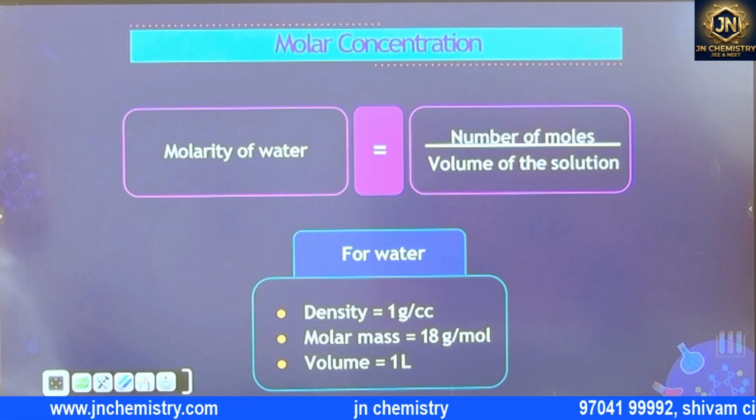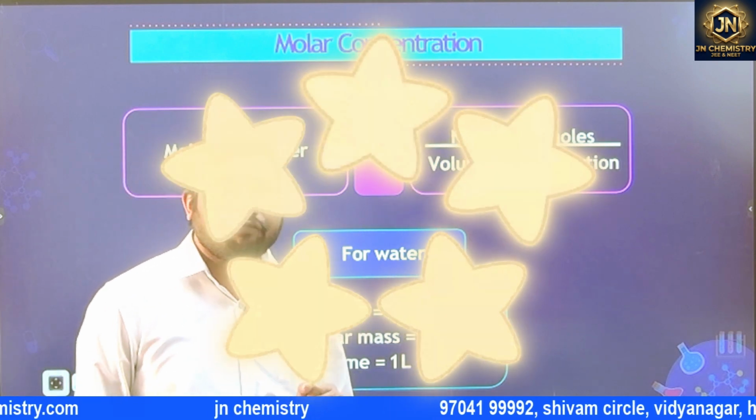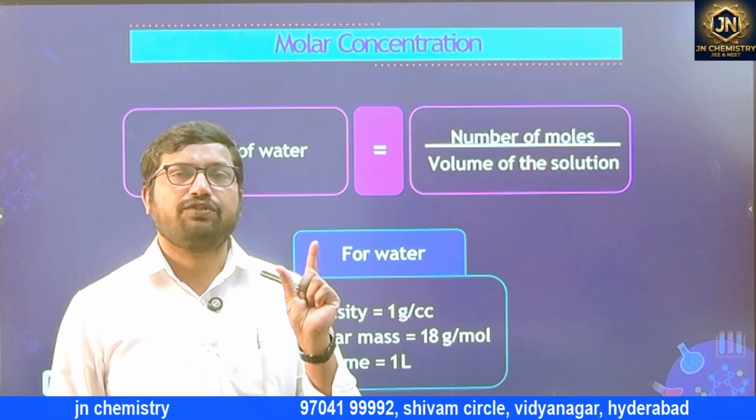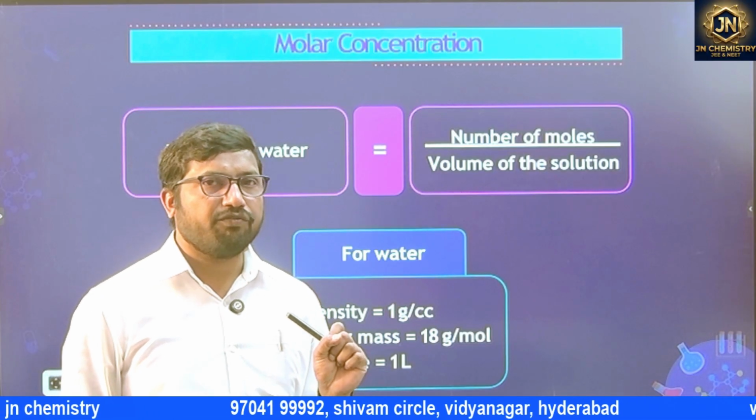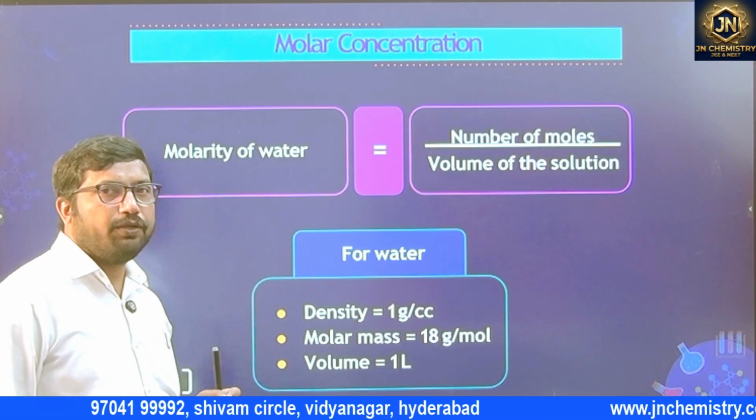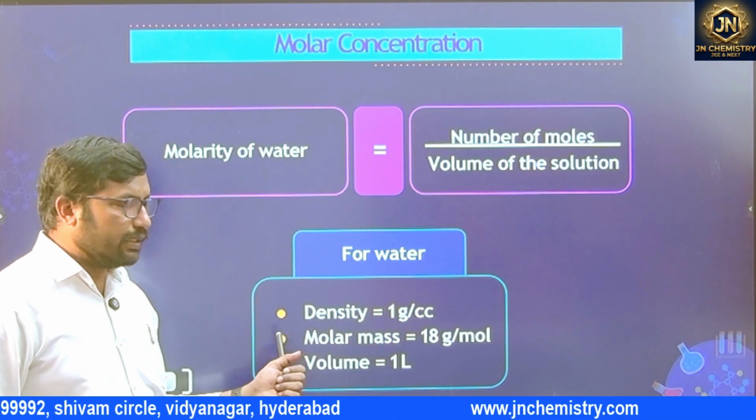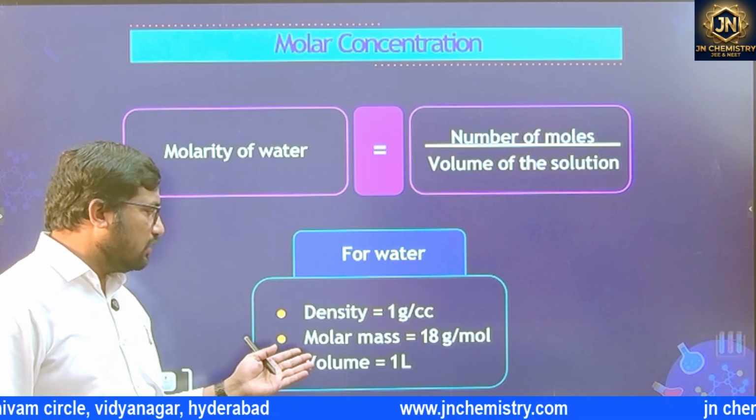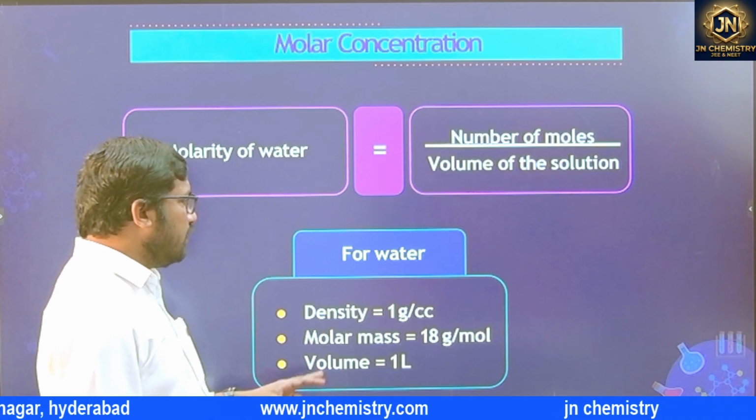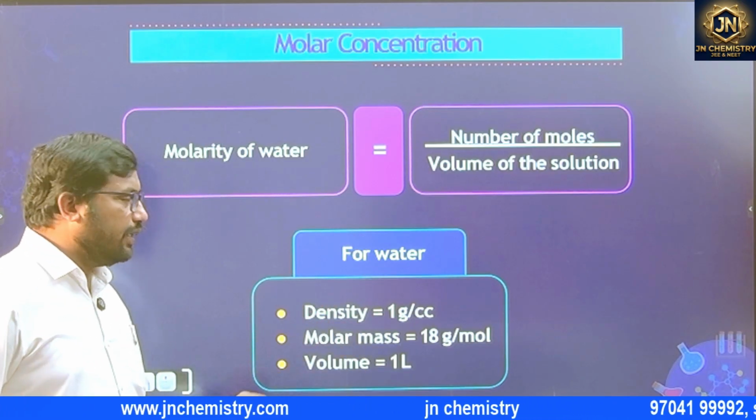So the molarity of water. This is very important. Sometimes we need to calculate the molarity of pure water, and they don't give anything, so this is the value we need to remember: 55.5. So molarity means what? Number of moles by volume of solution in liters. The density of water is 1 gram per cc, or 1 gram per ml. The molar mass is 18 grams, right? Volume is 1 liter. So write down this density, molar mass and volume.